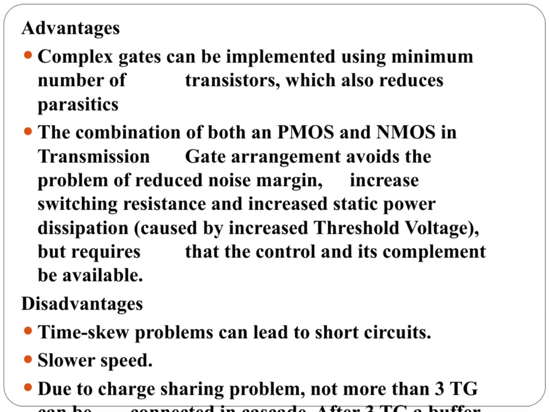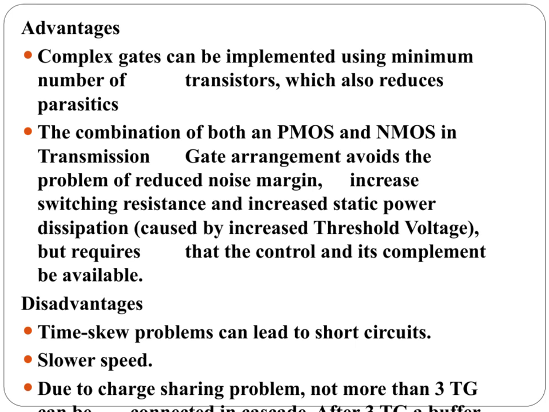Let's talk about the advantages first. One major benefit is that complex gates can be built using a minimal number of transistors, which helps reduce parasitic effects and improves overall efficiency. Additionally, by combining both PMOS and NMOS transistors in a transmission gate setup, we effectively avoid issues like reduced noise margins, increased switching resistance, and higher static power dissipation caused by threshold voltage increases. However, this arrangement does require that both the control signal and its complement are available to function properly.